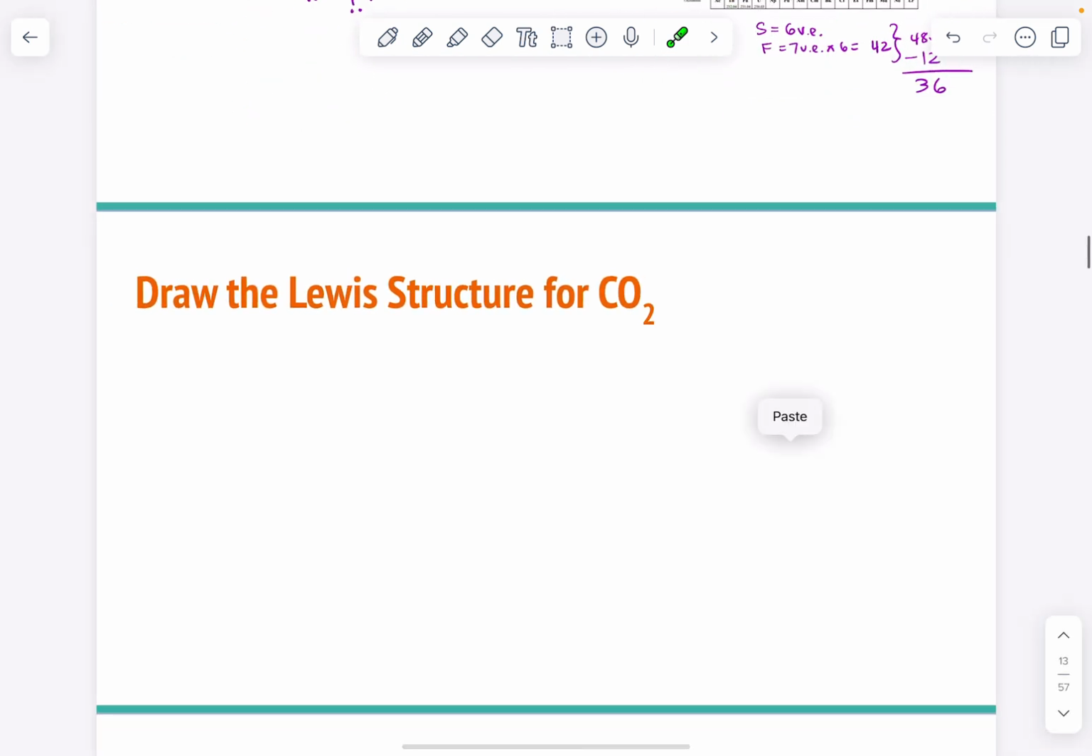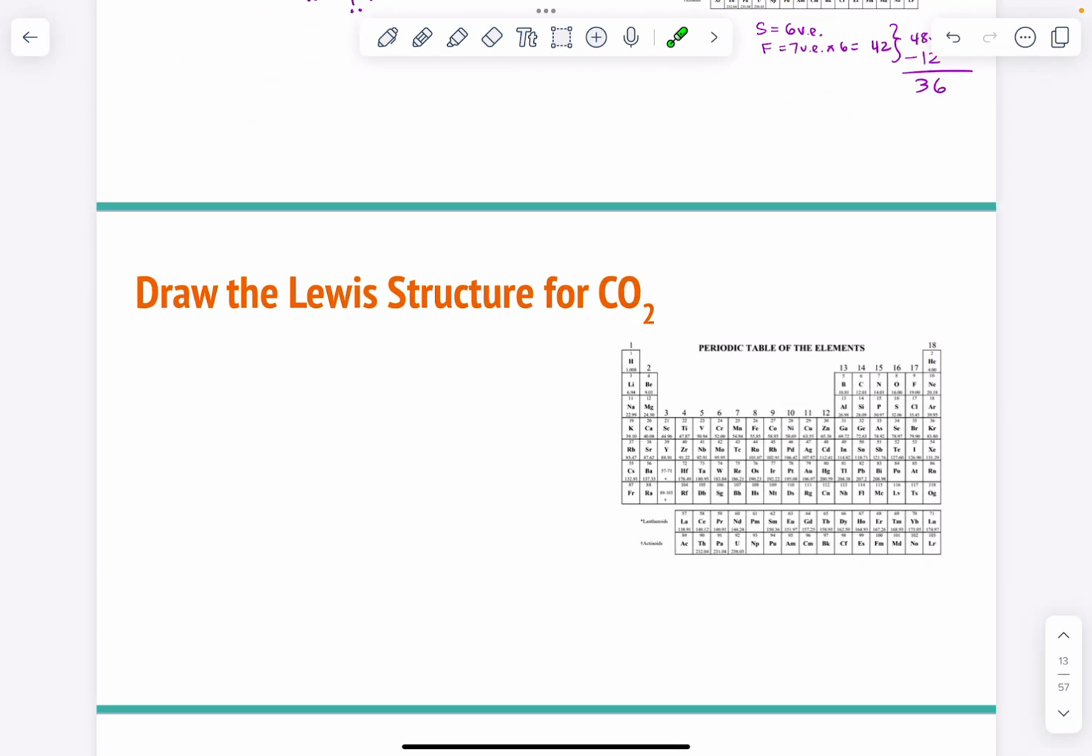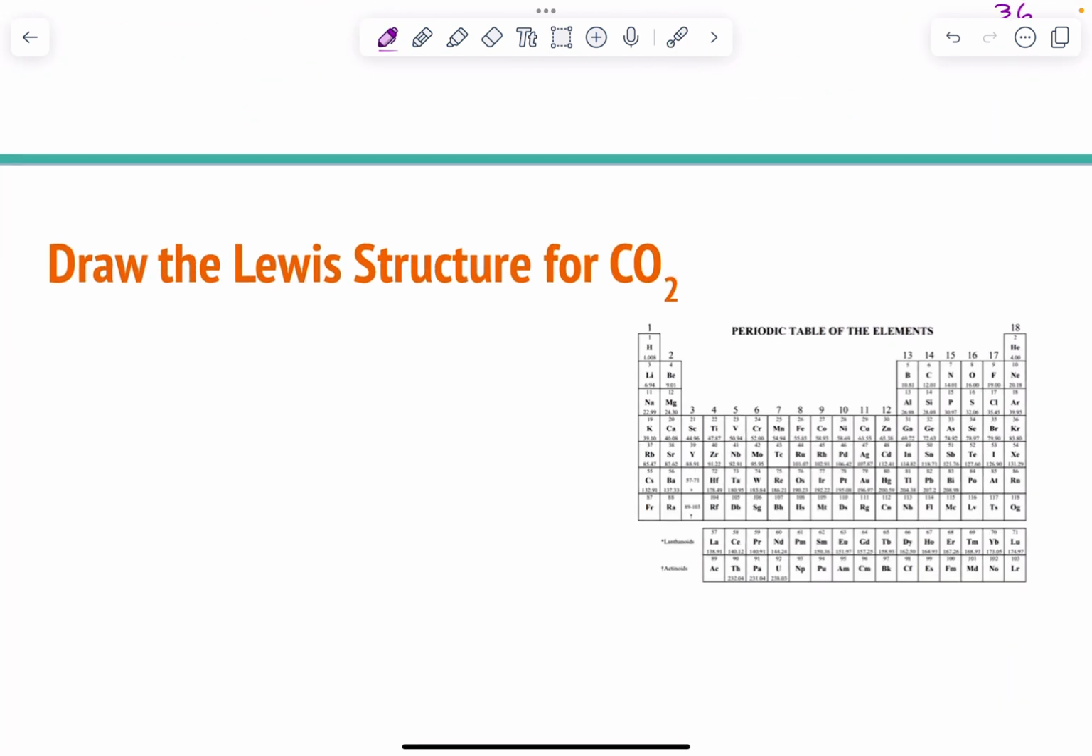All right, so let's take a look at CO2, a molecule we all know. Carbon has 4 valence electrons. Oxygen has 6 valence electrons, and there are 2 of them, so that's 12. So 12 and 4 is 16 valence electrons.